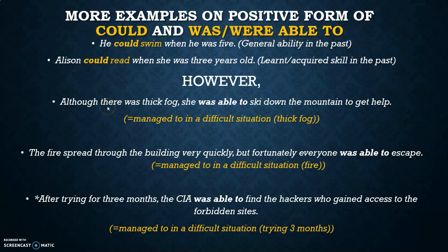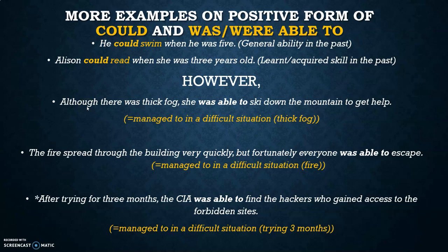Let's see some more examples on the positive forms of these modals. He could swim when he was 5. Swimming is a general ability, so I can use could to show this ability in the past. Edison could read when she was 3 years old. Reading is a learned or an acquired skill, and I can use could to show this skill in the past.